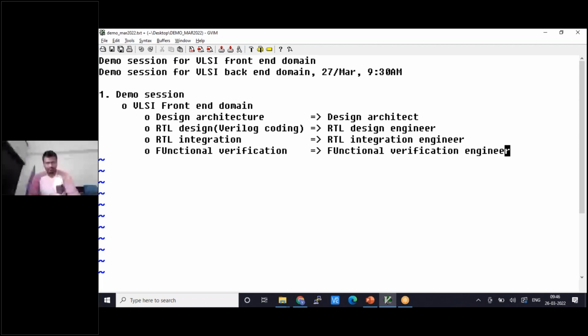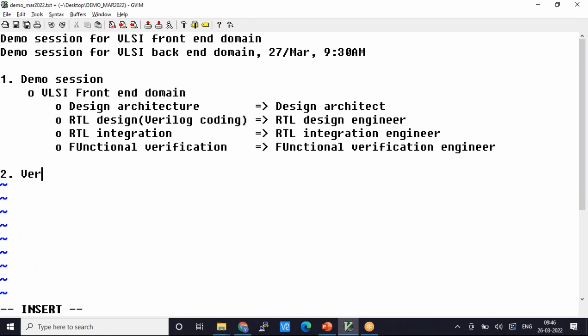Why are we understanding all this is to give you a brief about what is front end domain. I don't want to start off with saying Verilog, SystemVerilog and UVM or something else. I want to give you a bigger picture so that it will help you to make a right decision. So in the front end domain, all these aspects will be there.